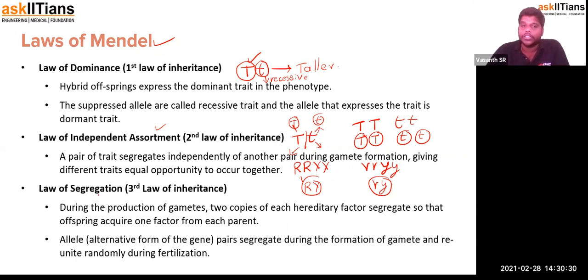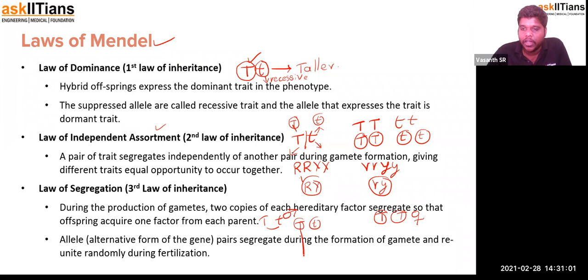The third one suggests the law of segregation. The third law suggests that during the process of gamete production, two copies of each hereditary factor segregate to the offspring, acquiring one factor from each parent. So the gamete which will be formed from a heterozygous plant will be capital T and small t, and another parent could be homozygous. So let's assume this is the male parent and this here is the female parent.